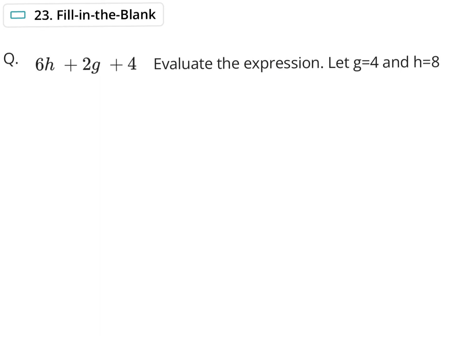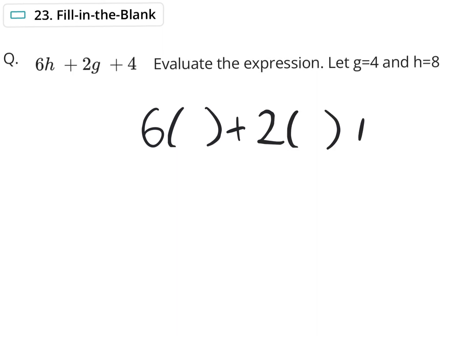On this question, we want to evaluate this variable expression. There's two different types of letters. There's H's and G's, and they give us both values. The G value is 4 and the H value is 8. So I recommend rewriting this exactly the way it is, but with parentheses instead of the H and with parentheses instead of the G. So this is a 6H, 6 parenthesis, plus 2G, 2 parenthesis, plus 4.